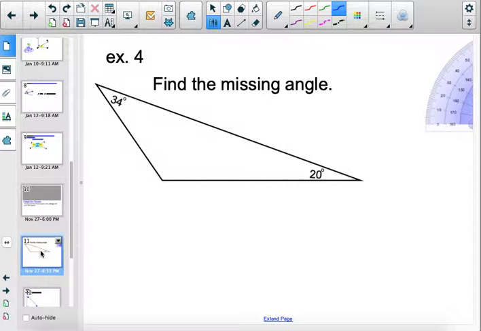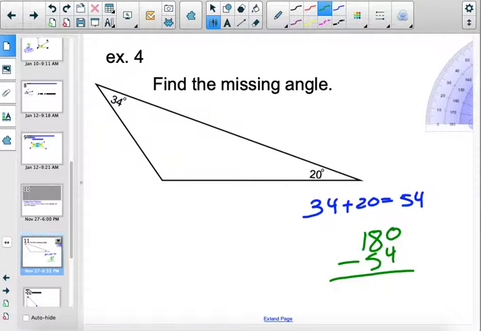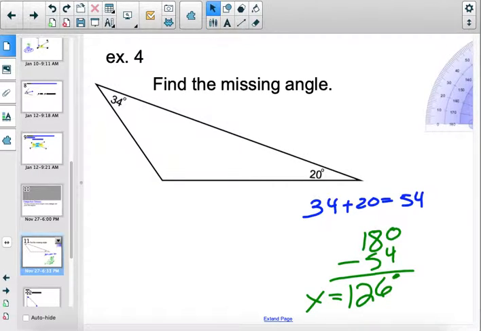Did anybody find an answer for that? Brooklyn? Alright, how'd you get 126? I had 34, 20, and I got 50. Alright, 34 and 20. You know those angles. What does that equal when you add those together? 54. And you just learned on the last slide that the entire triangle is going to make 180. So what are you going to do with 180 and 54? Minus 54. So then you're going to take the 180, subtract the 54, and what did you say you got, 126? Yeah. That's correct. The missing measure would be 126.